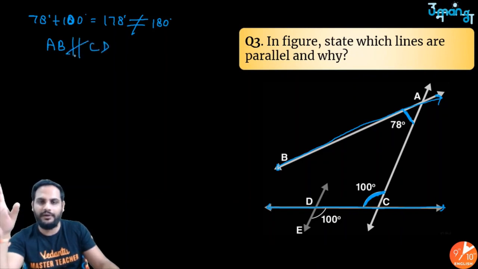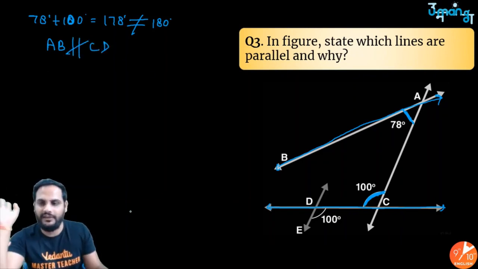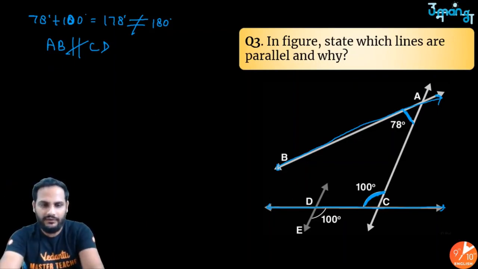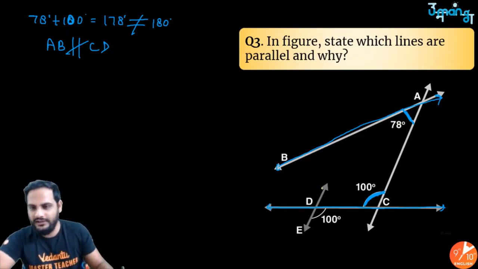This is the sign for not parallel, right? Parallel crossed, that means they are not parallel. So AB and CD are not parallel. Now go for the next part, where we are more interested in this line DE and this line AC.